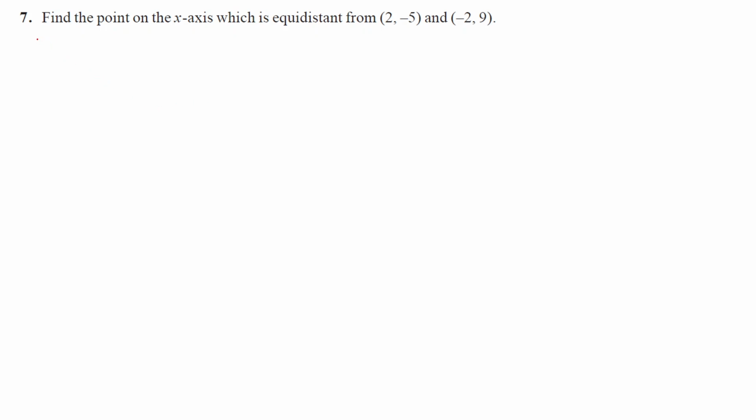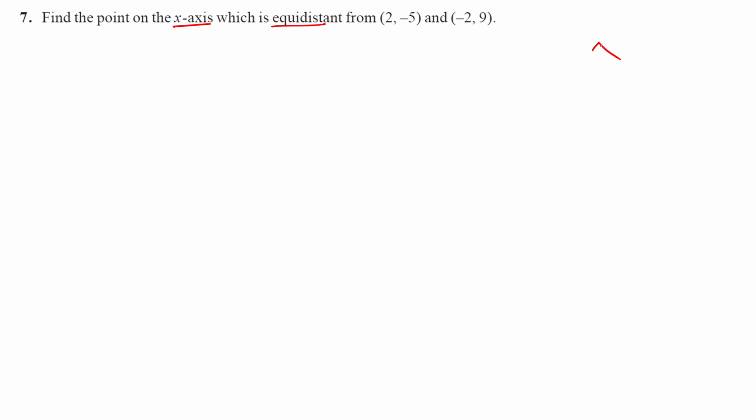Now we are going to see the 7th question of exercise 7.1 of coordinate geometry. Find the point on the x-axis which is equidistant from (2, -5) and (-2, 9). So we need to find a point on the x-axis.